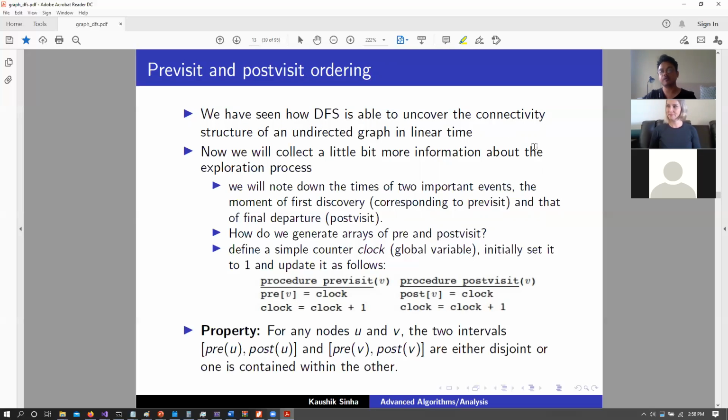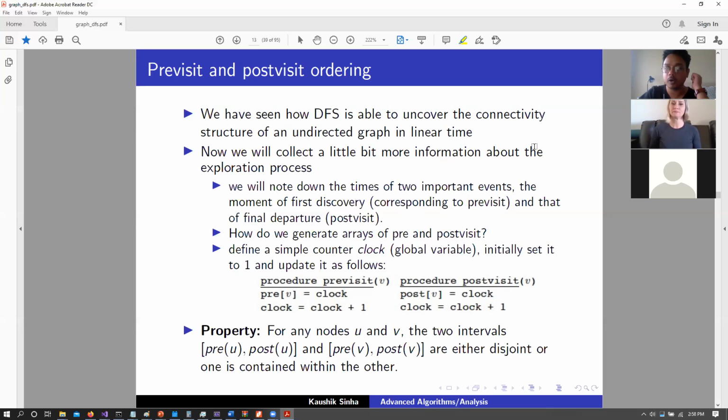So for every node, we have these two numbers, right? One is a pre-visit number and one is a post-visit number. That gives you an idea about the size of the subgraph, this interval for pre-U and post-U. This gives you an idea about the size of the subgraph after U, that is connected only to U. And similarly for V as well.